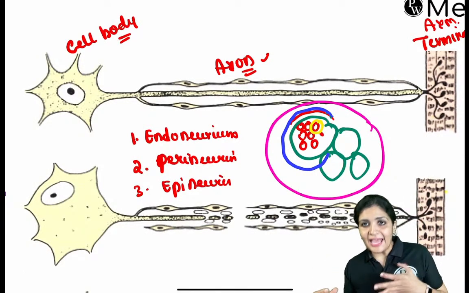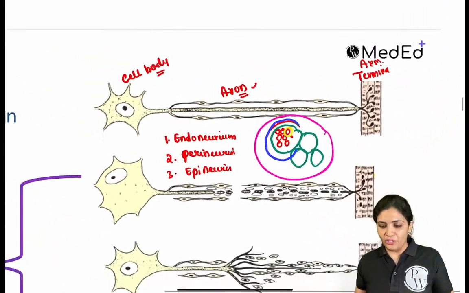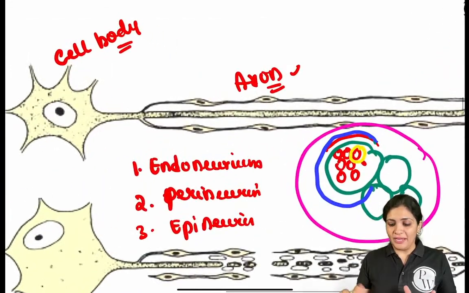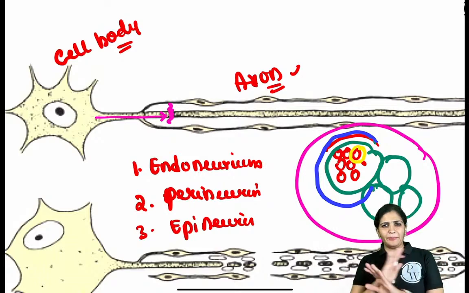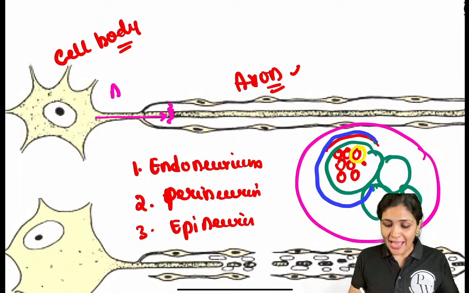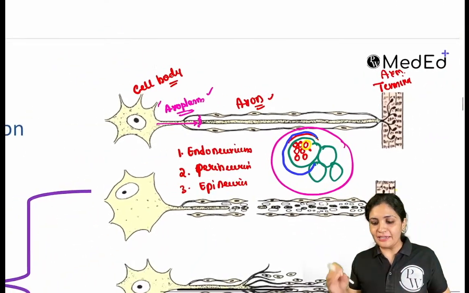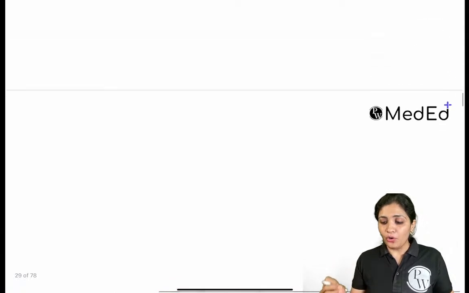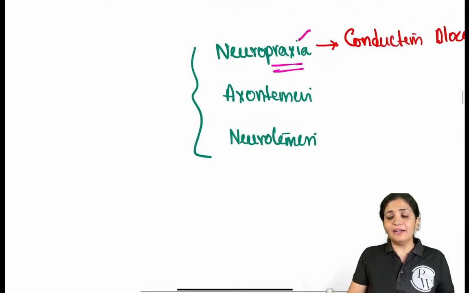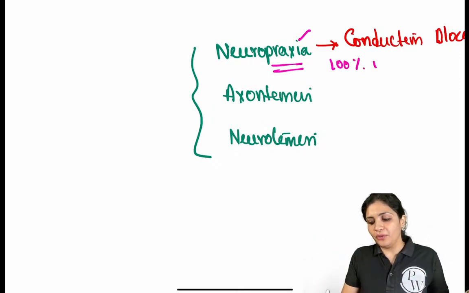So these are the layers, and based upon the damage to these layers, damage to this axon, you have the pattern of injury. So when I say there is only neuropraxia, that means there is a flow which has been interrupted. Only the flow. There is no damage to anything. There is no damage to your endoneurium, your axon, nothing. Only the flow, which is called the axoplasm. Axoplasm is the flow. The current which is flowing through this nerve is getting disturbed. So that concussion, that damage to the flow, is nothing but your neuropraxia.